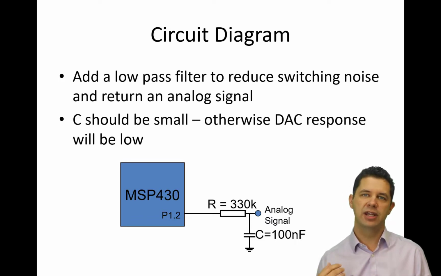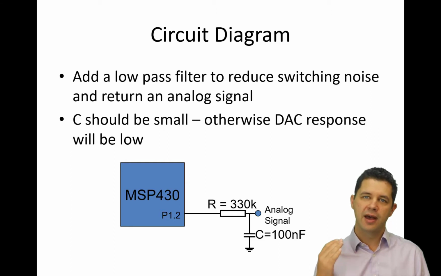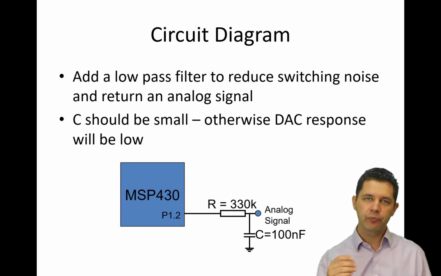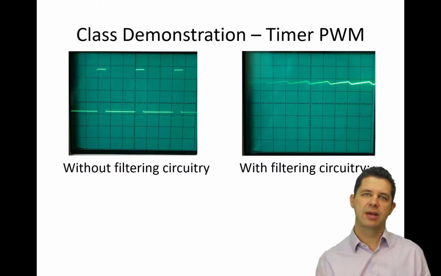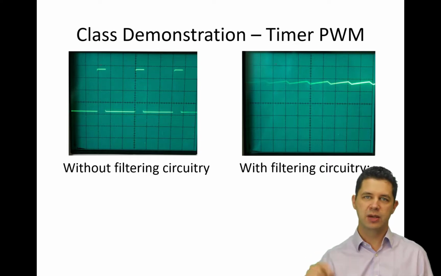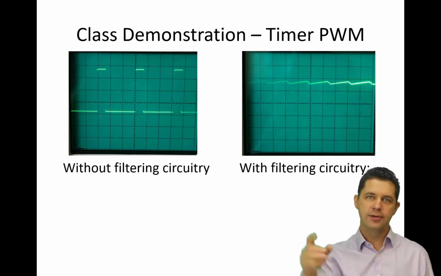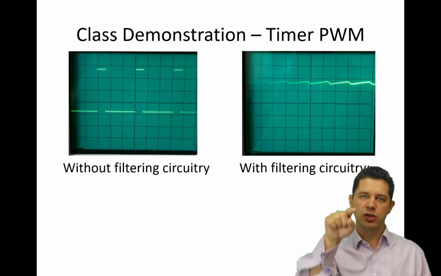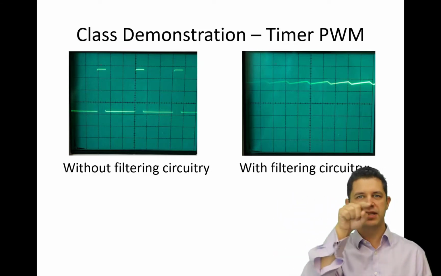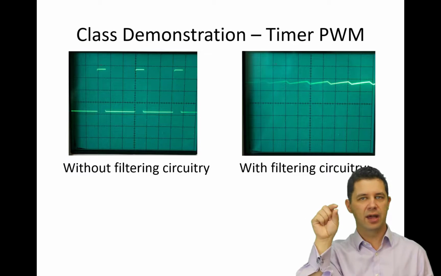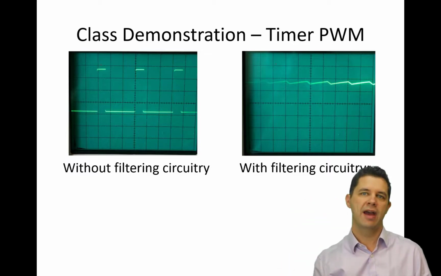Our capacitor value here needs to be fairly small, otherwise the response time of our DAC will be too slow. And here's an example of something that we actually use in one of the labs, where we've got a first order, so a very simple first order low pass filter. It's an RC filter, and our output looks something like this. Before our filter, you see we've got those highs and lows that we're expecting. Afterwards, we've got little peaks and troughs, but they're actually quite close together, a fairly small little ripple that we have there.